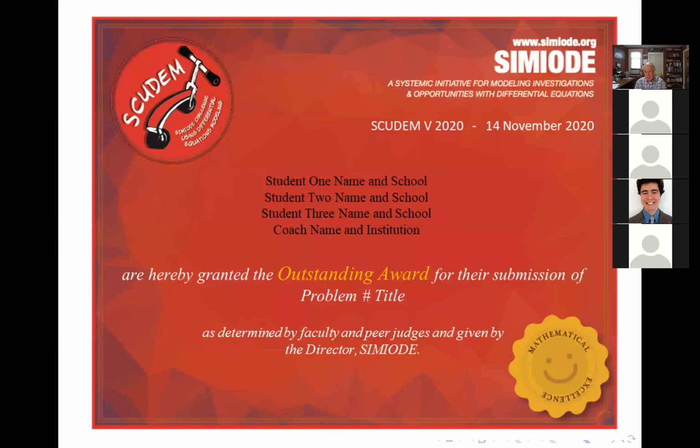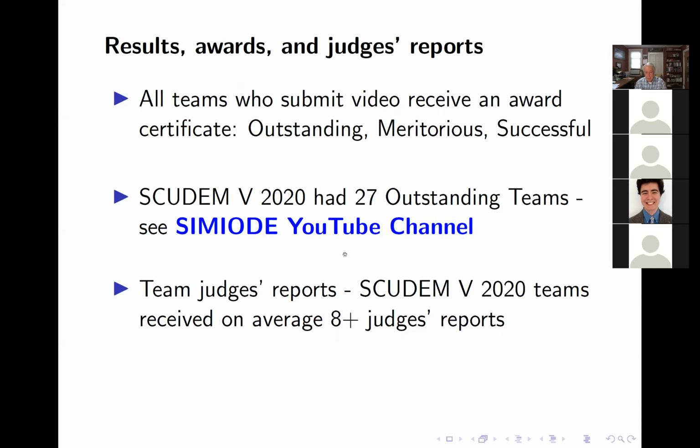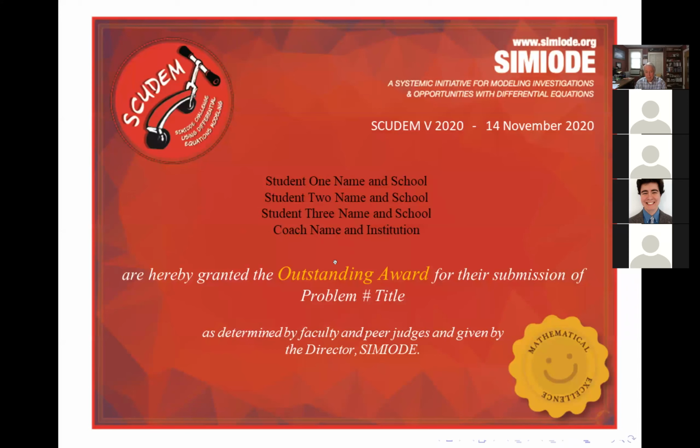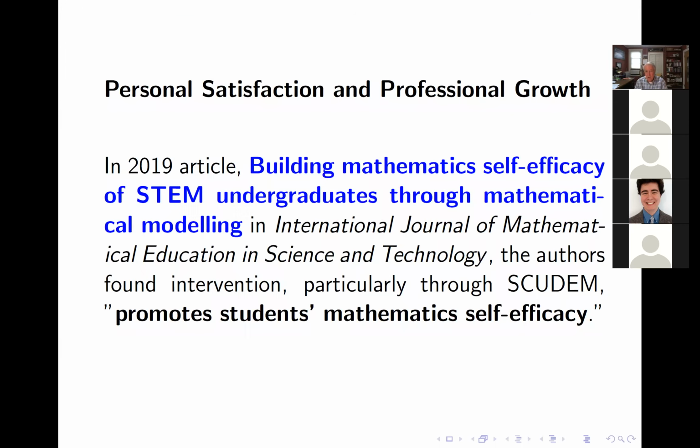The certificates that we issue look something like this. This is last year's certificate. It would have your name and your coach's name. They would list either the outstanding, the meritorious, or the successful award. Anyone who submits a video automatically has a successful award because they successfully built a model. And then it goes up to meritorious and outstanding. So that's in the offing.